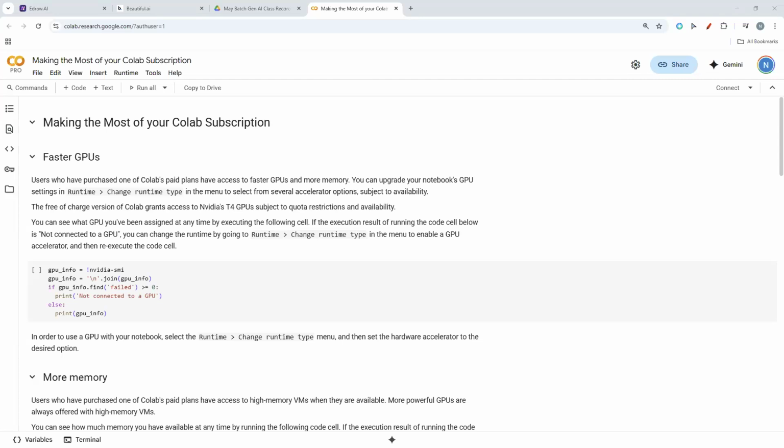CI/CD pipelines is what you're saying, right? Yes, in the same way.